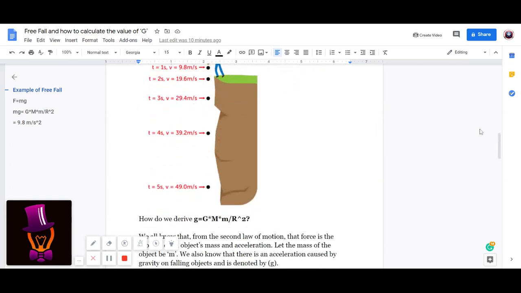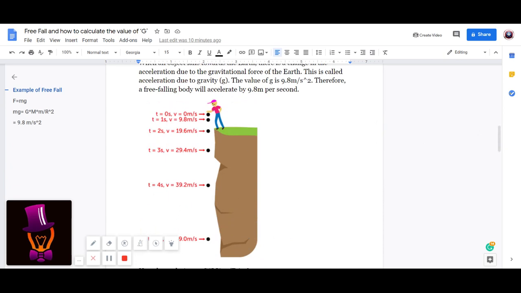So this is a person. He is dropping a ball from the edge of the cliff. At first, the ball is stationary at 0 seconds, and for each and every second, its speed increases by 9.8 meters per second. It accelerates by 9.8 meters per second.